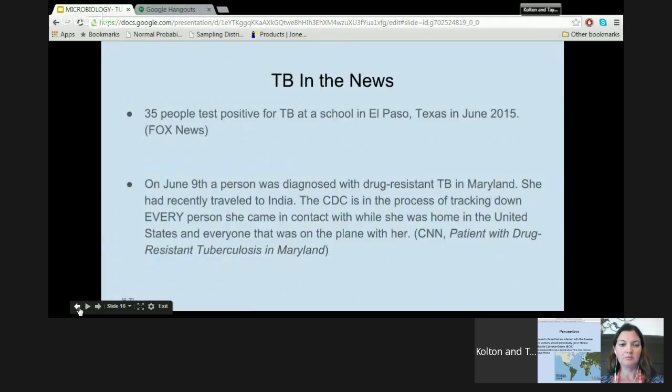TB has made quite an appearance in the news recently. There have been 2 cases back in June where people have tested positive in the United States. One case was in El Paso, Texas, and 35 cases were confirmed positive. The other case was in Maryland, like mentioned in the video before. A woman traveled back from India and came back with a drug-resistant form of the disease. Everyone nearby on the plane now must be tested.